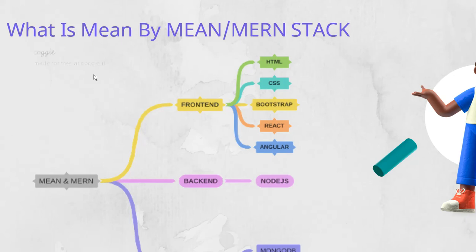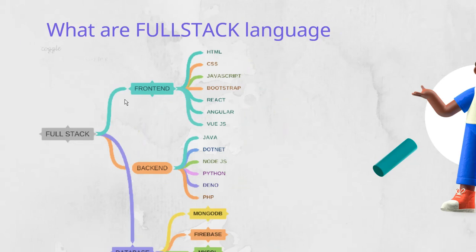Okay, which is the better? Full stack. So I showed here that Java is there, .NET is there, Node.js is there. This is the common thing. For full stack you have to learn which backend language to choose: Java, .NET, Node.js, or Python. And which database to choose: MongoDB, Firebase, MySQL, Oracle, or PostgreSQL.